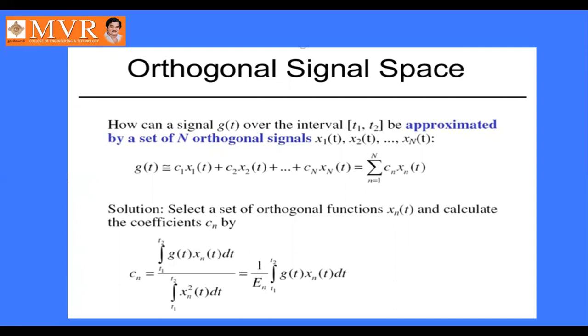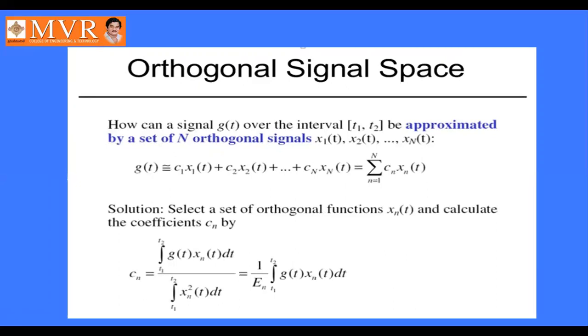Here, a signal g(t) over the interval t1 to t2 is approximated by a set of N orthogonal signals x1(t), x2(t), up to xN(t). So g(t) is approximately equal to c1 x1(t) plus c2 x2(t) plus up to cN xN(t), which is equal to the sum from n equals 1 to N of cn xn(t).